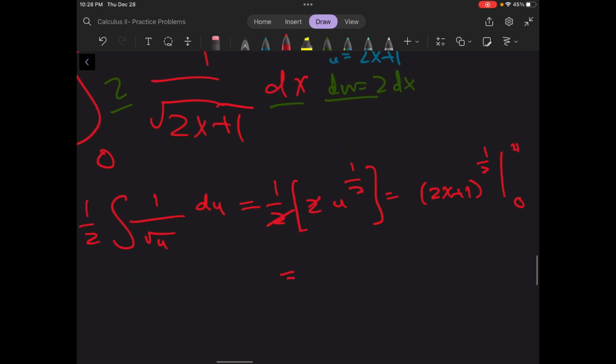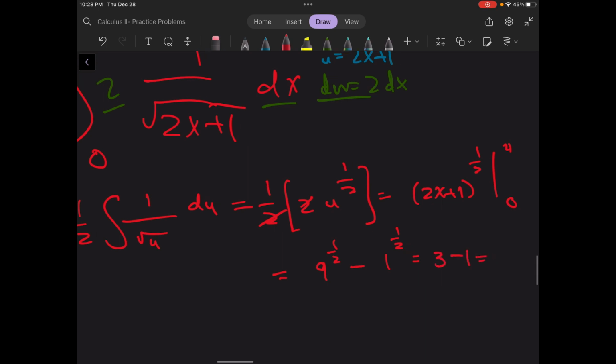So let's plug in 4. We're going to get 9 to the 1/2. Subtract off 1 to the 1/2. 9 to the 1/2 is 3, and 1 to the 1/2 is 1. So it's 3 minus 1, or just 2.